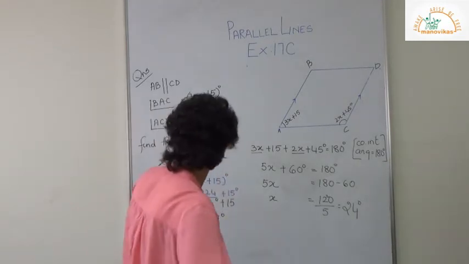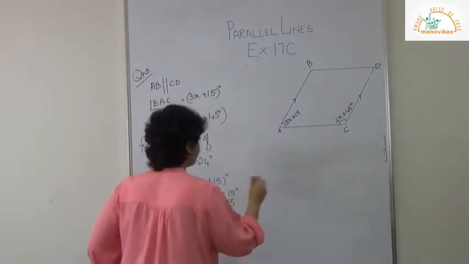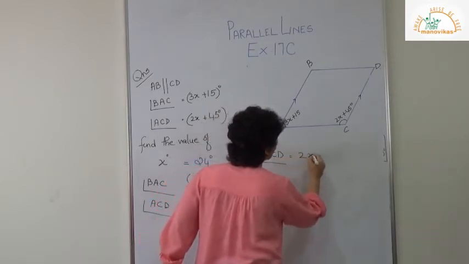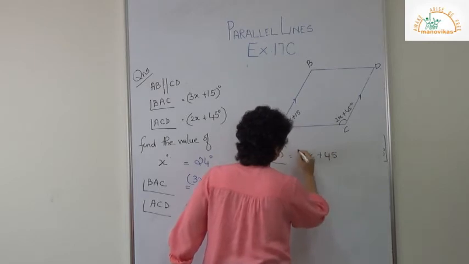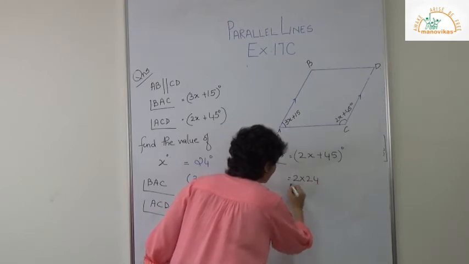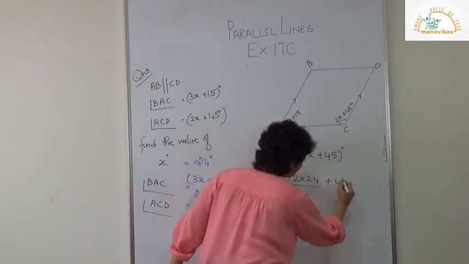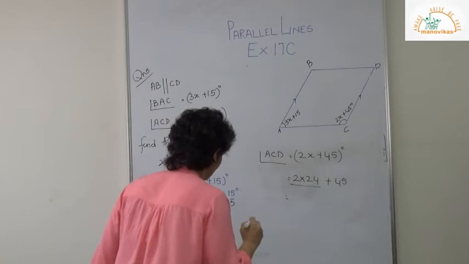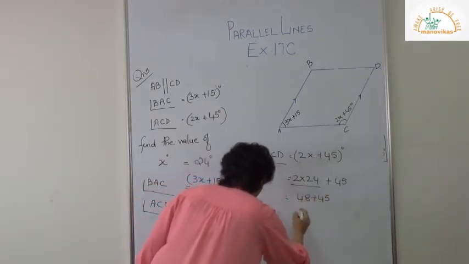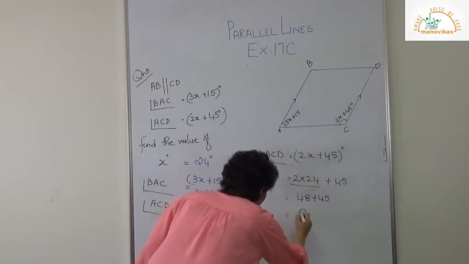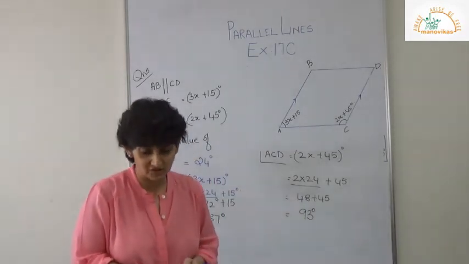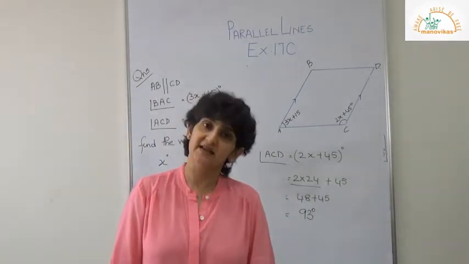Is that clear? Now, we also need to find out angle ACB, which is equal to 2x plus 45, the whole degree. So 2 into 24, multiply this and add it with 45. So when you multiply 24 into 2, you will get 48 plus 45 degrees. So that will give me 93 degrees. I hope this is clear. You have understood. Let's move on to the sixth sum.